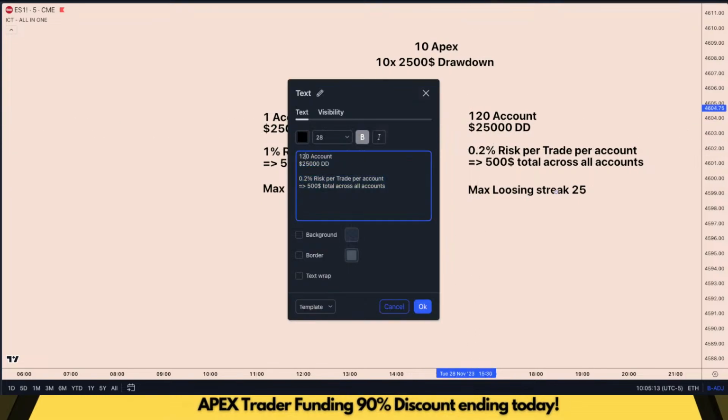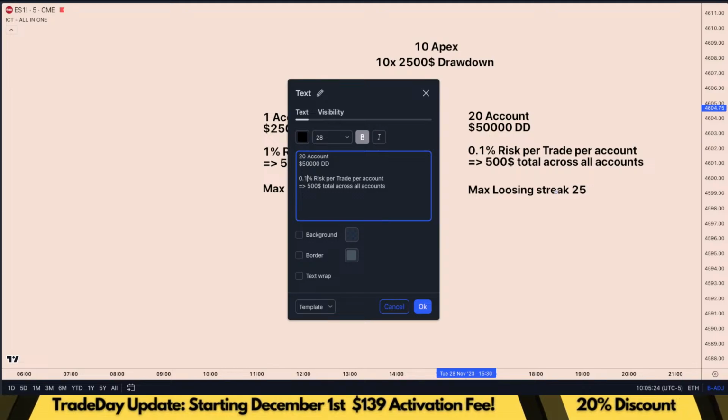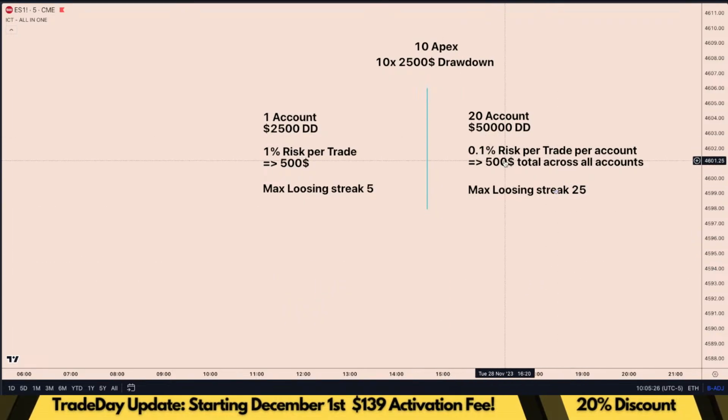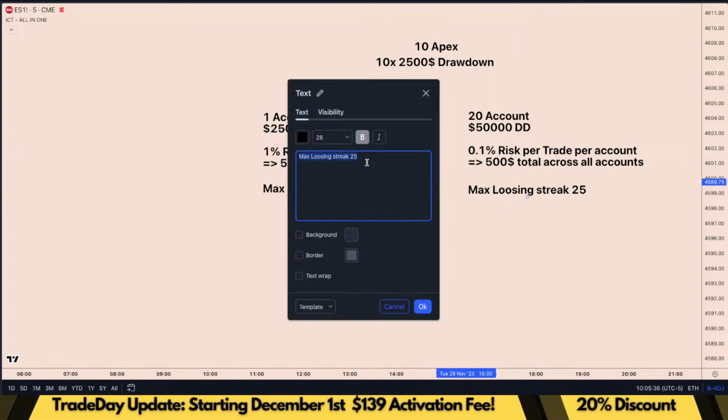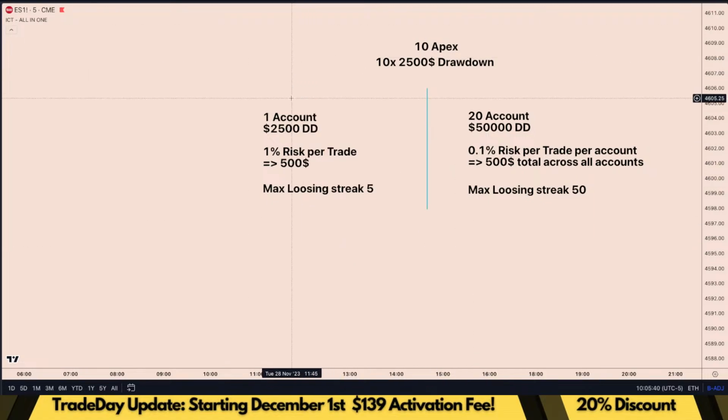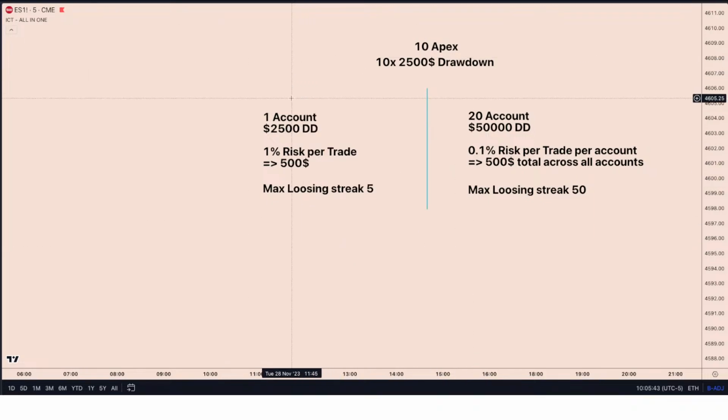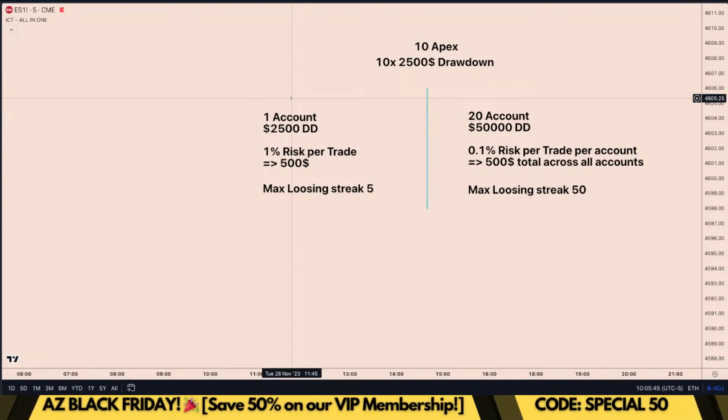So with Apex, you can actually hook up to 20 accounts. Then we would be sitting at 50K margin. And if we risk, then we would only have to risk 0.1% per trade to end up at the same profit target. So we would only be risking $50 per 50K account, which would once again double our max losing streak to 50.